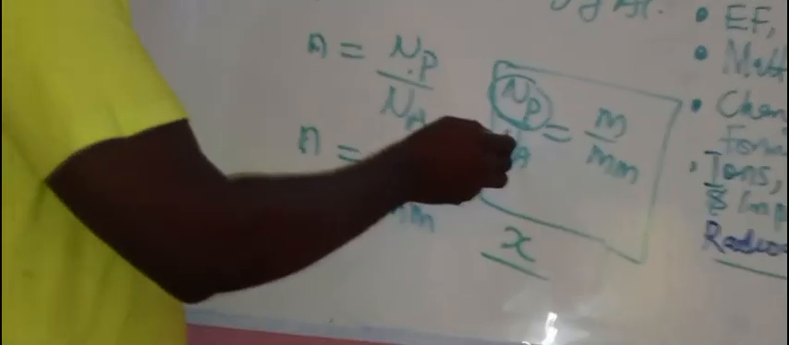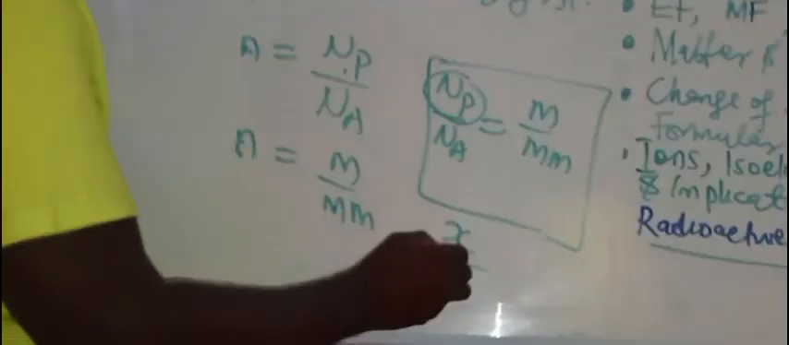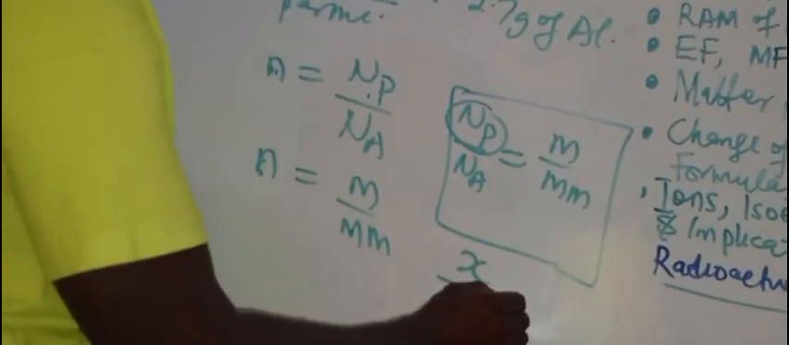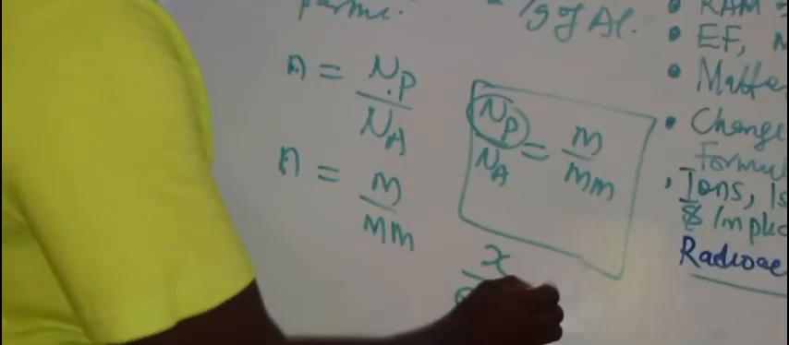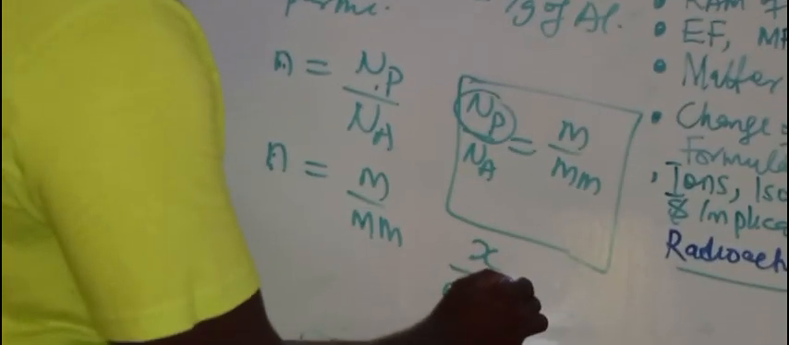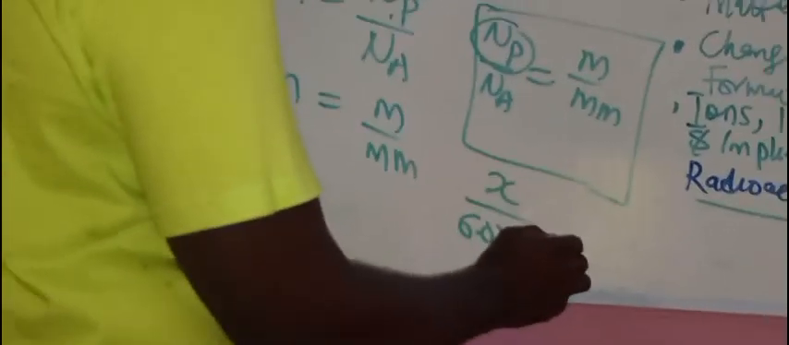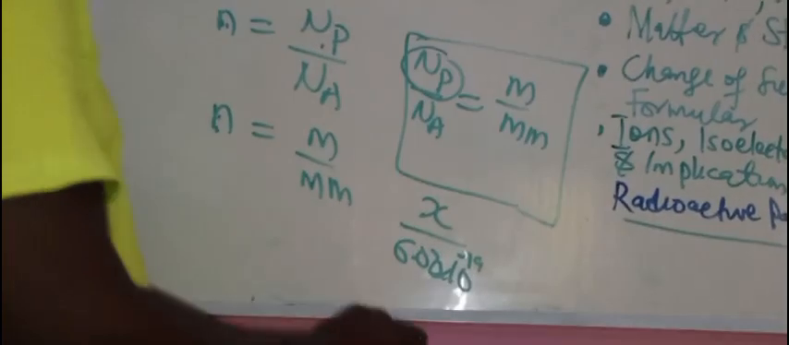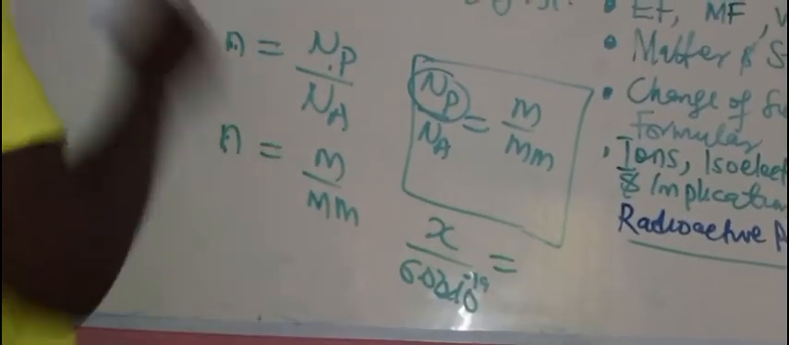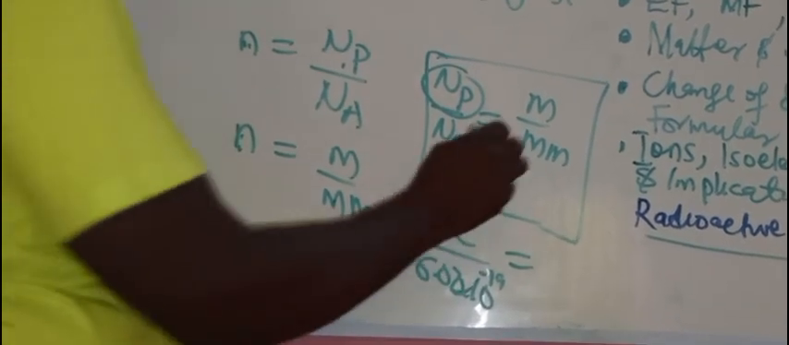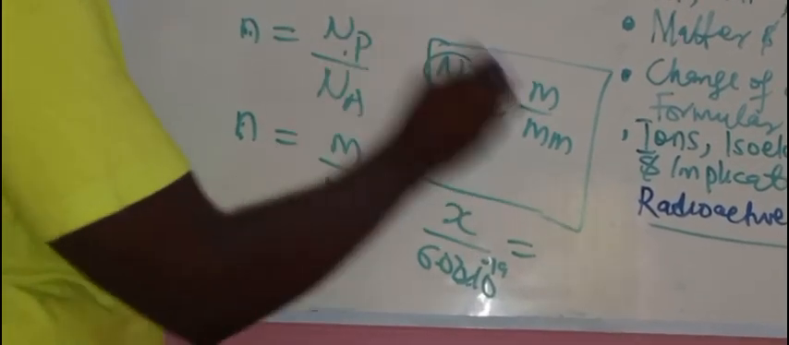That is X. The Avogadro number is 6.02 times 10 raised to power, is it 19 now? I'm not very sure of that. So it's a constant. They will give it to you. Is it minus 19 or 19 or so? I'll confirm, please. Just take note of that. It's a constant. They'll give it to you.